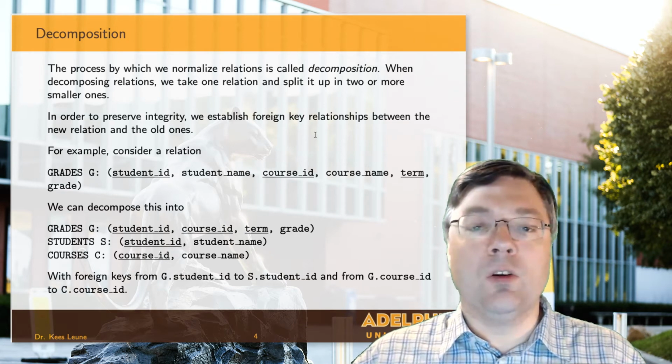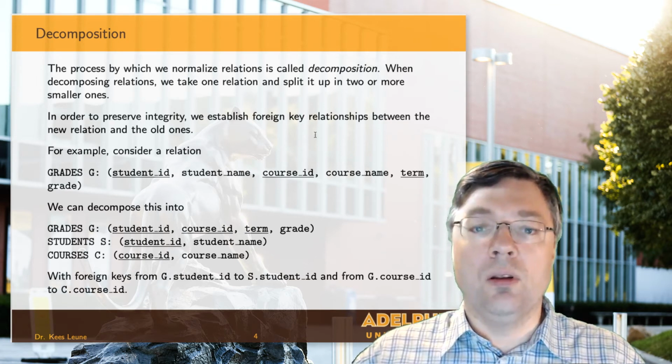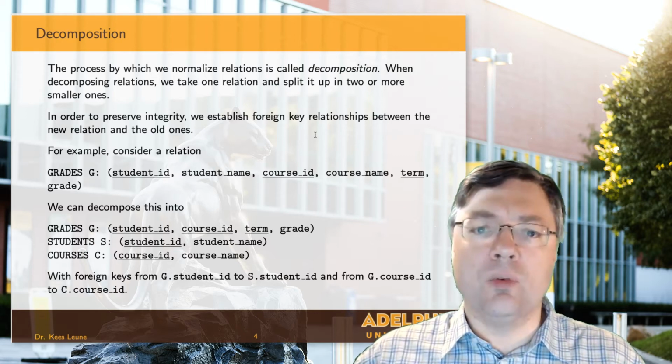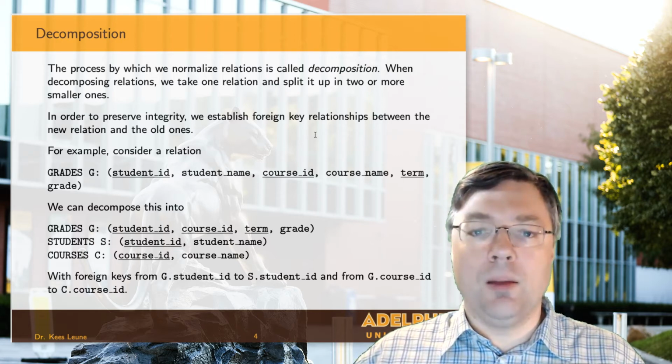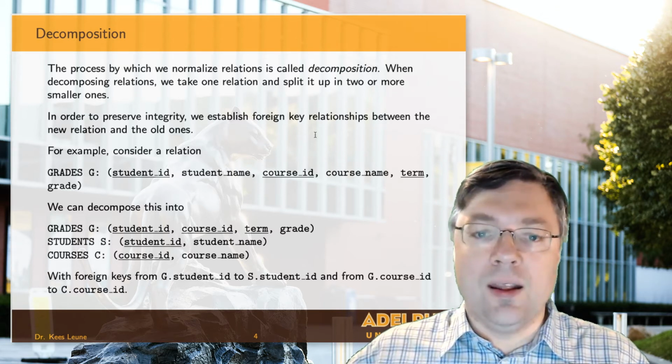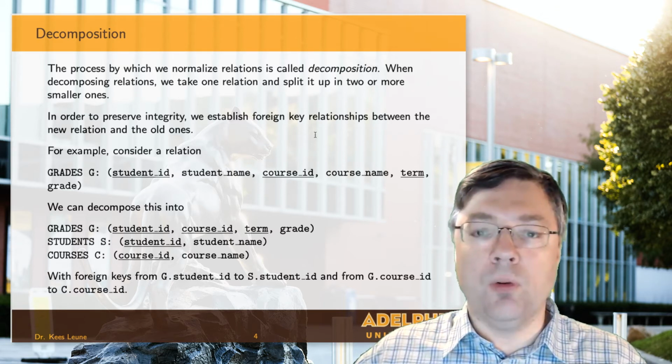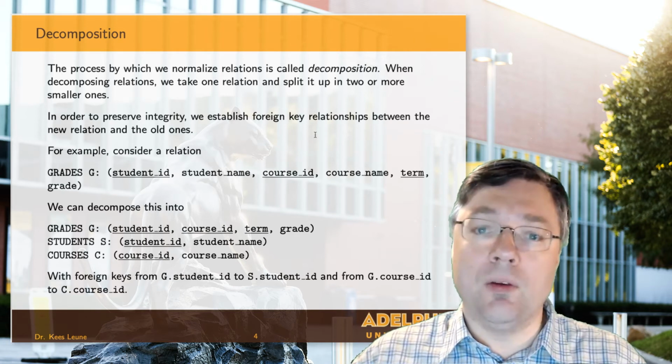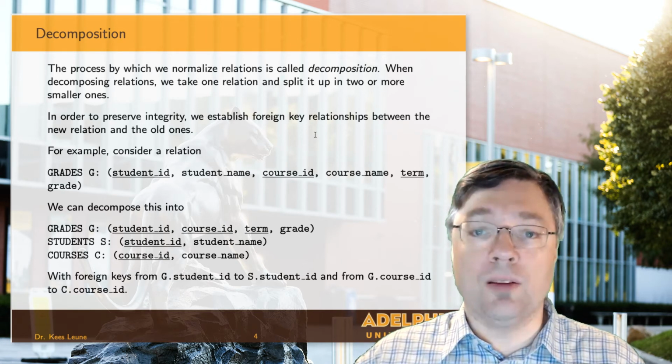So by adding the term in which a student takes a class, or at least is awarded a grade, to the grades table, we can now recognize that a student can take a class in a term, but only once. And that makes sense because you can't be enrolled in the same class multiple times at the same time.